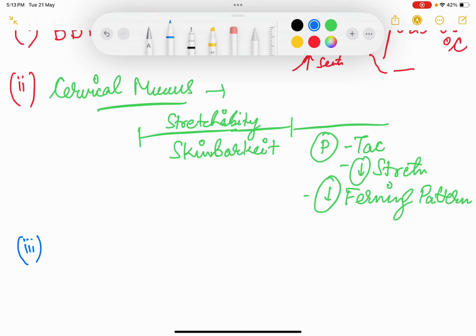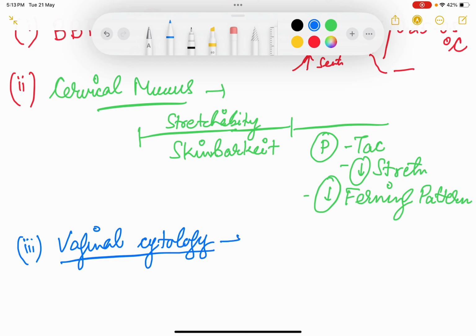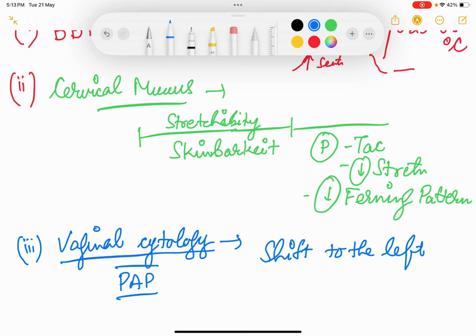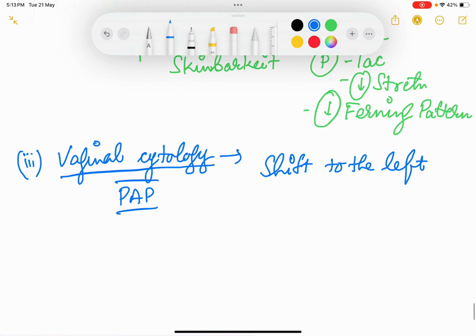The third change which we can find after ovulation is in vaginal cytology. How do we take a vaginal cytology? We can take it in the form of a pap smear. So, पap smear जैसा एक smear we can take from the vagina, and we can see that there will be a shift to the left in vaginal cytology. Now, what do you mean by shift to the left?